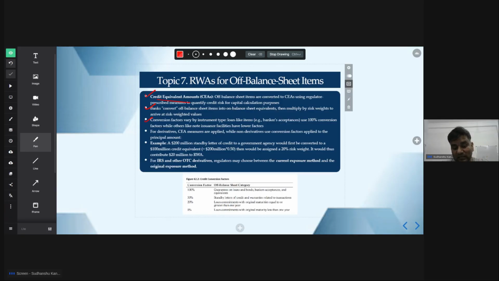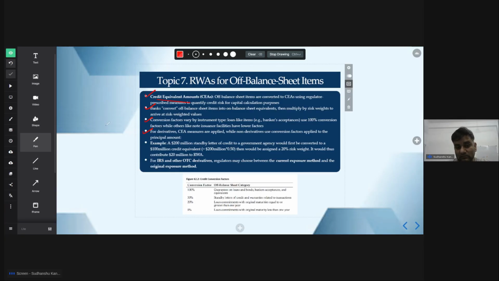RWA is nothing but your CEA into your risk weight. If you look at the conversion factors for Basel I: 100% for guarantees and banker acceptance loans, 50% for standby letter of credit, 20% for loan commitment greater than or equal to 1 year, and 0% for loan commitment of less than 1 year. Higher conversion factor means higher likelihood the exposure becomes real.